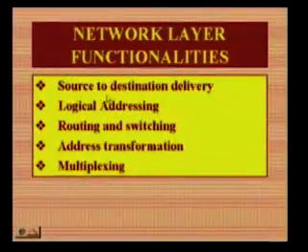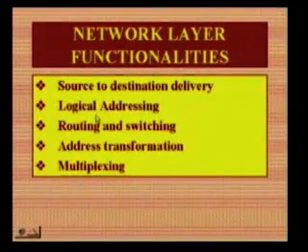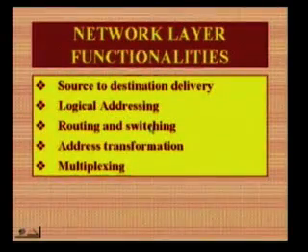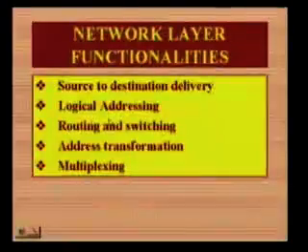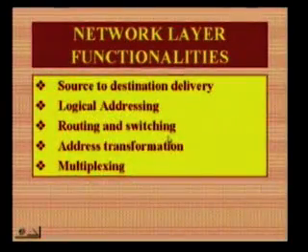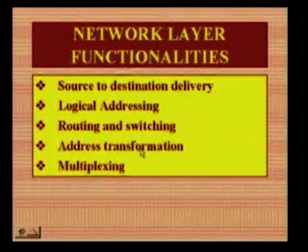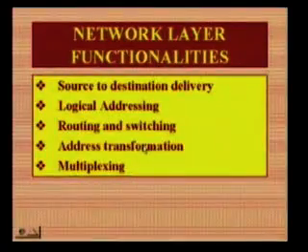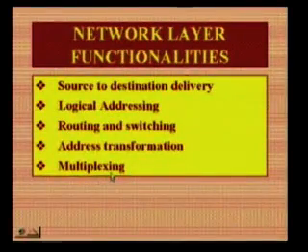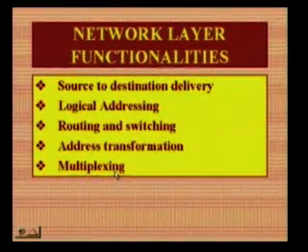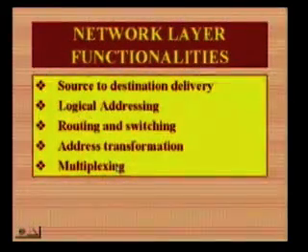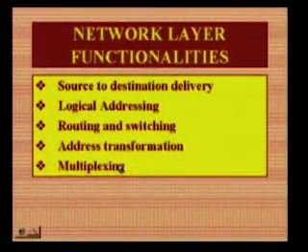So basically what is important in the network layer is source to destination delivery and logical addressing. At the lower layer you deal with physical addressing, but here we talk about logical addressing, routing and switching. This is the most important functionality. Then there are address transformations from logical to physical and backward, and multiplexing. Another important functionality of the network layer is that the same channel will be used by a number of nodes, or a single one will be carrying the data.